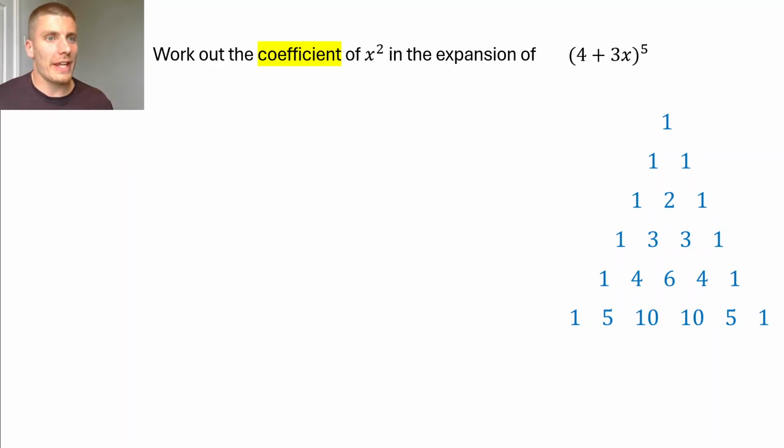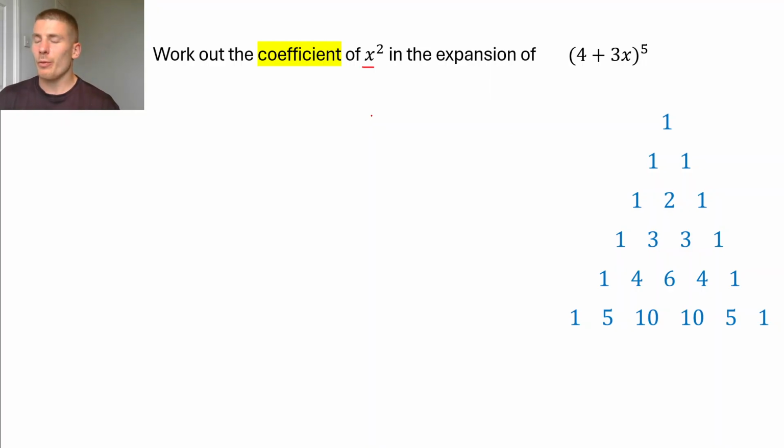Okay, so this question is looking at finding a particular coefficient or term in the expansion. The question says, work out the coefficient, so the number before x squared, in the expansion of (4 + 3x) to the power of 5. Now you could, if you wanted to, expand the whole thing using Pascal's triangle, but that would be a little bit crazy and a massive waste of time because you only want the number before the x squared term.